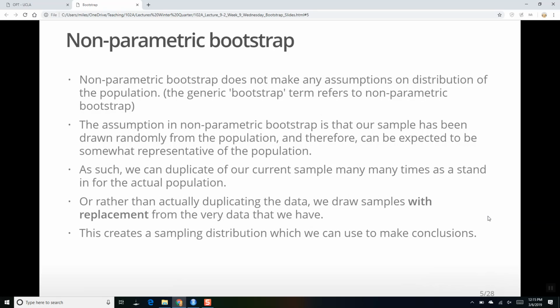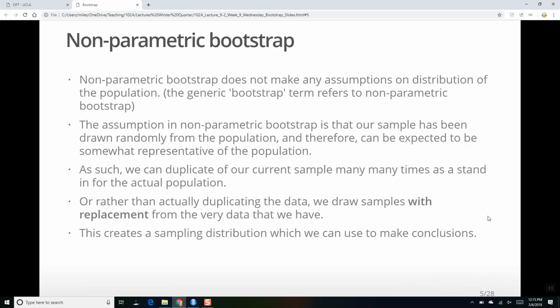I can now draw directly from that simulated population and generate a sampling distribution. Does that make sense? So we're taking our sample, we're just going to clone it a bunch of times. We now have this big population, quote unquote population, and then we just draw from that to get our sampling distribution. Okay?